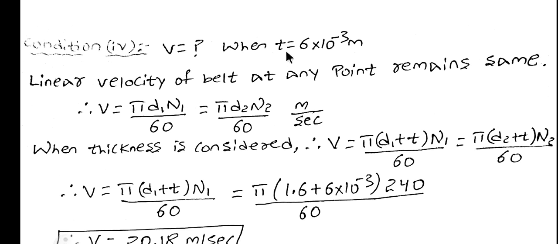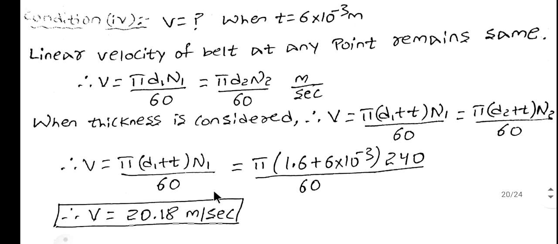In this, he has told that consider the thickness. Okay, when you are going to consider the thickness, you have to add thickness to the diameter. Here I have added thickness to the diameter. In this case, v is equal to pi into (D1 plus t) into N1 by 60. Substitute the diameter D1 1.6, thickness is 6 into 10 raised to minus 3, N1 is 240, it is given, divided by 60. From that, velocity you will get as 20.18 meters per second.